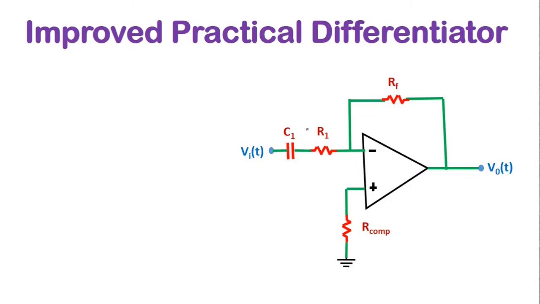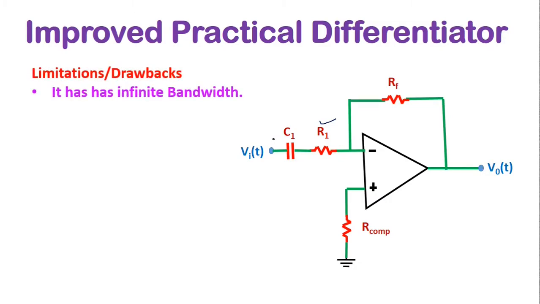This is the circuit diagram of the practical differentiator circuit. To convert the basic or ideal differentiator circuit into the practical differentiator circuit, we have connected a resistance R1 in series with this capacitance C1. We have discussed some limitations of this practical differentiator circuit in the last class. The major limitation of this circuit is infinite bandwidth. The infinite bandwidth problem is solved in the improved practical differentiator circuit.